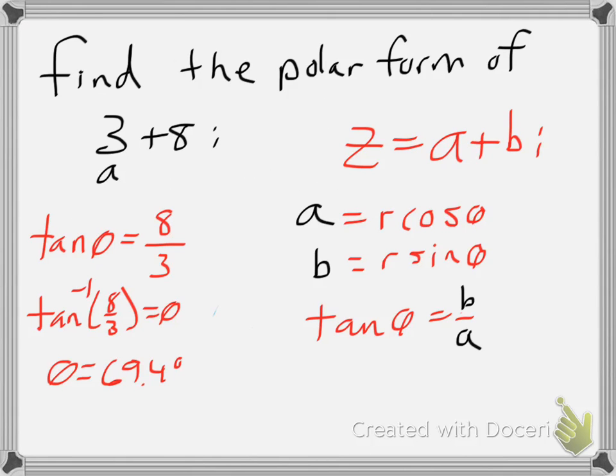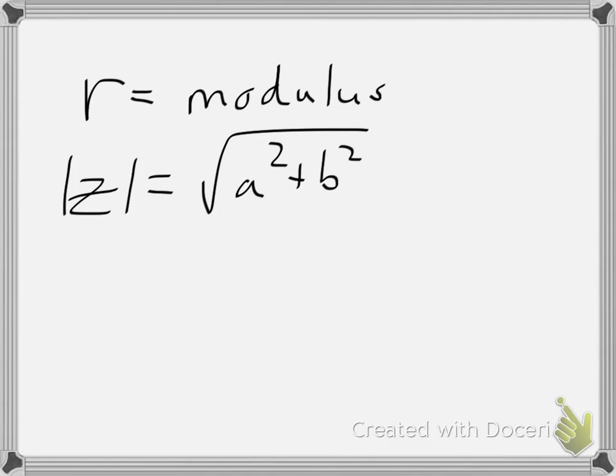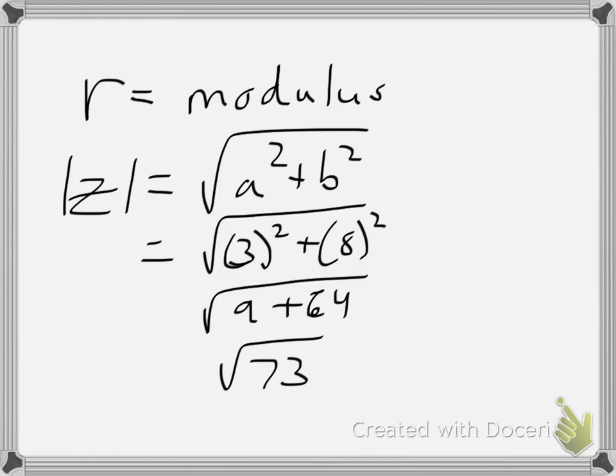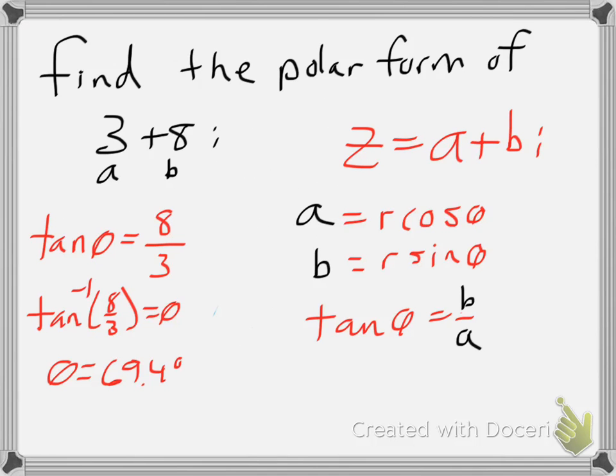In this case I know my a and my b, so it becomes the square root of 3 squared plus 8 squared, so 9 plus 64, 73. Now I would normally try to simplify this, but there's no perfect square that divides into 73. So my r is simply the square root of 73.